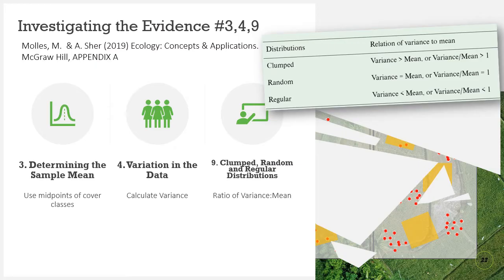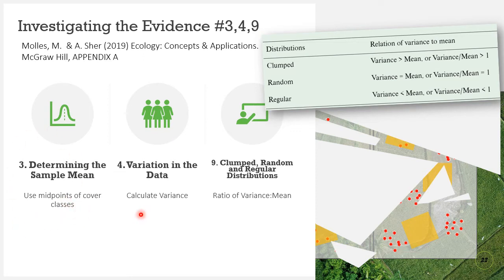So we're using the textbook Ecology, Concepts and Applications. And at the end of the 8th edition, they've got these sections called Investigating the Evidence. And number 3 tells you how to calculate the mean. And when we're calculating the mean, we're going to be using the midpoints of the cover classes. Remember, we were using those cover classes. Then we'll be calculating the mean or the average.